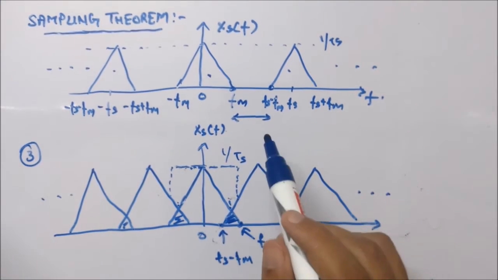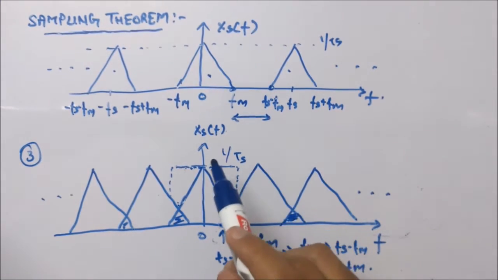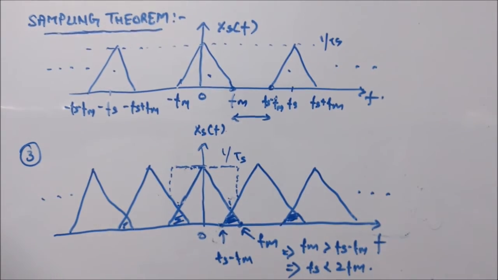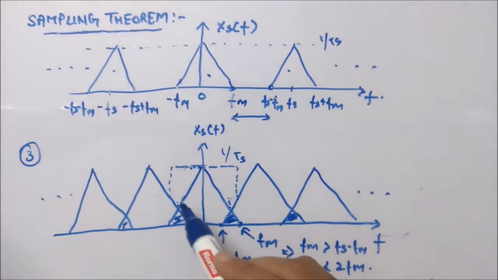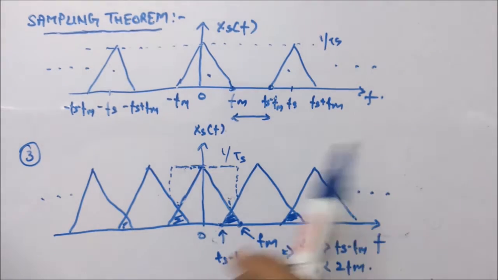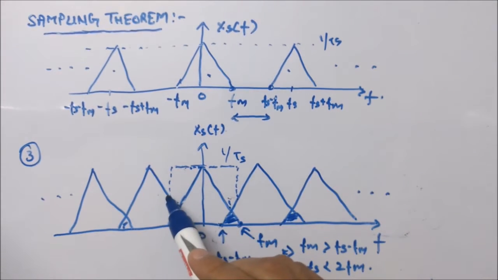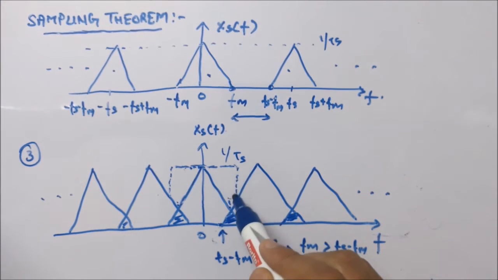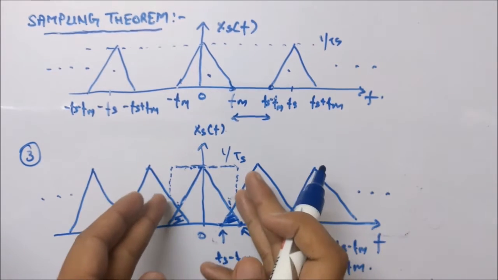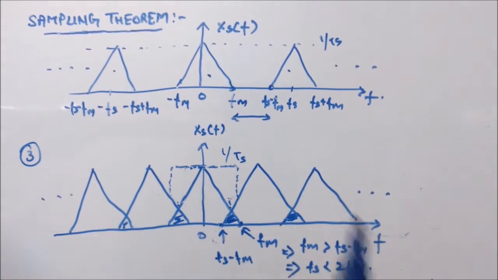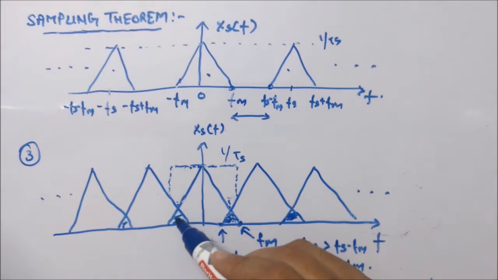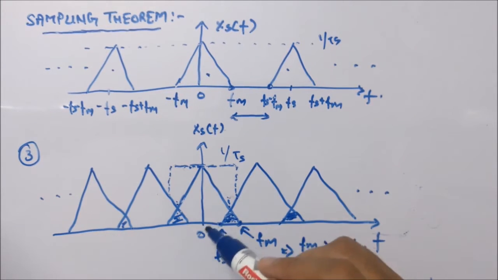So when you do the sampling at less than 2 fm, this is the kind of sampled signal you will get. And the problem with this kind of signal is, when you put this signal to the input of the low pass filter, you will get something like this. This will be your filter, and it will filter out this part of the signal.